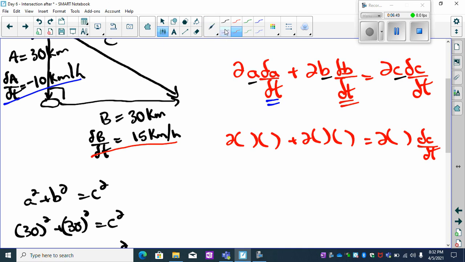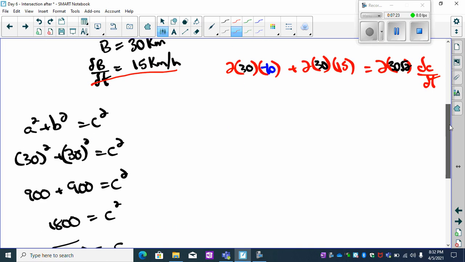So this would be, my A value was 30. My B value was 30. That's because ship A is now 30 kilometers north of Hawaii. Ship B is now 30 kilometers east of Hawaii. And that distance would actually be 30 root 2. I know dA over dt, that was a negative 10. And I know dB over dt, that was a positive 15. Again, negative because that distance is decreasing, positive because that distance is increasing.